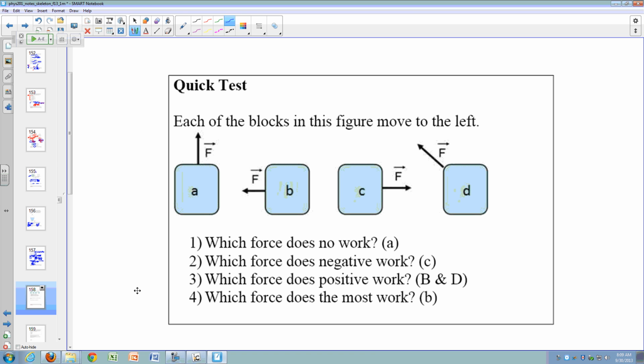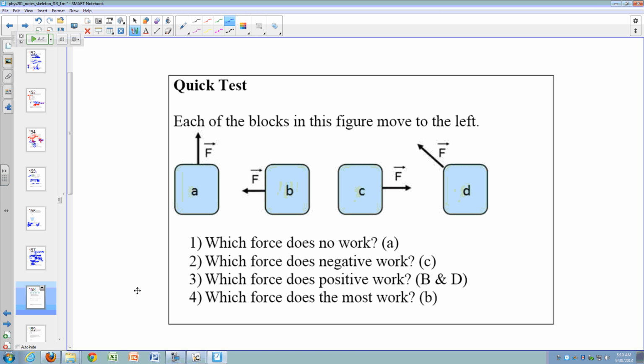All right, so it says, which force does no work. Option A is a force doing no work. Now each of these figures are moving to the left. Why is it option A that's doing no work? Because it has no point in that direction. Right, because the force and the displacement are perpendicular to one another, or they're orthogonal to one another.